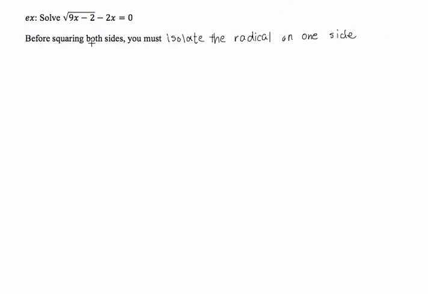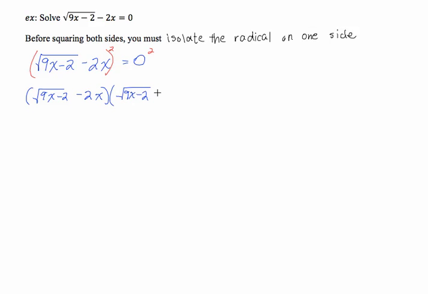Now on this one, the radical is not by itself. So if we were to square both sides at this step, and this is wrong, what I'm about to write, but let me show you why it doesn't work. If I was to square both sides at this step, the radical would not go away because you would have to FOIL this out. Remember, this would really be the square root of 9x minus 2 minus 2x times itself, so times the square root of 9x minus 2 minus 2x equals 0.